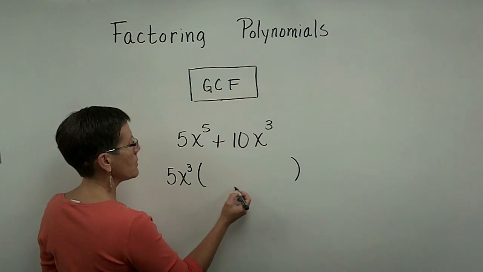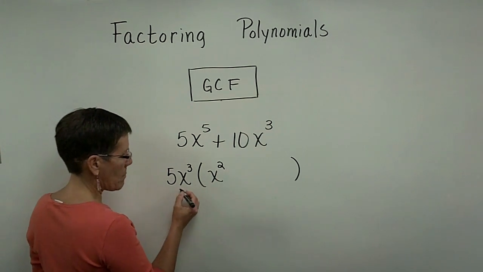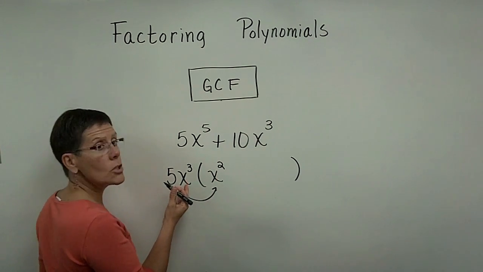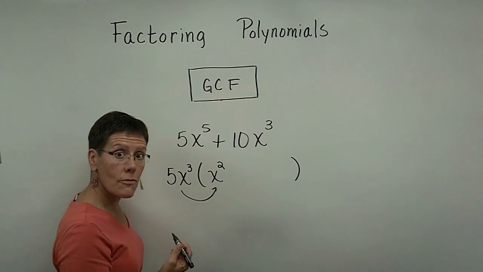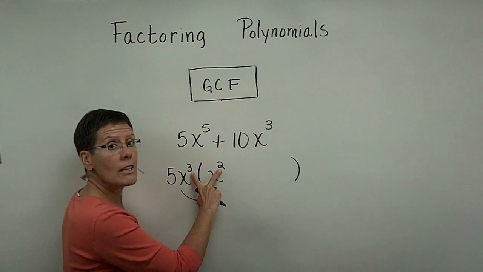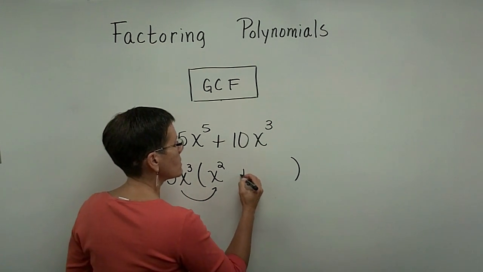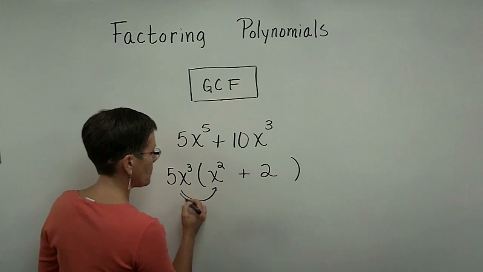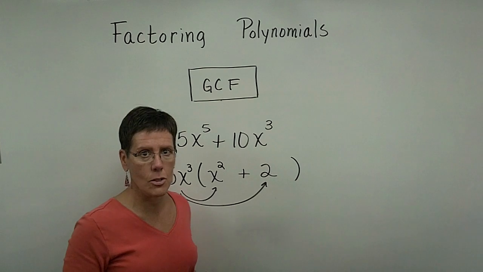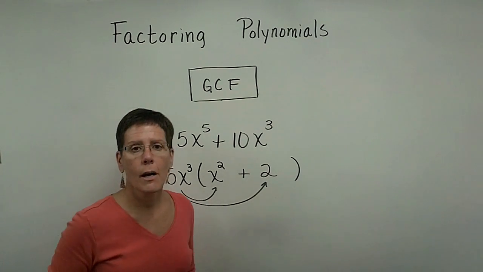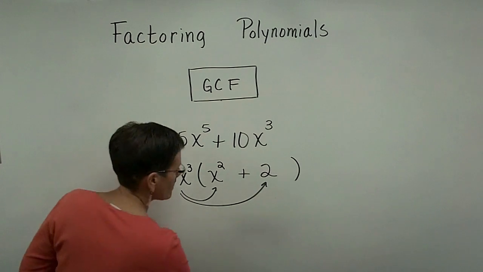So right here, I will need an x to the 2nd so that when I multiply the 5x cubed, the greatest common factor, times this x squared, I would get 5x to the 5th. Remember, you're adding your exponents when you multiply. Right here, I'm just going to need a 2 because 5 times 2 gives me the 10, and I already had the x cubed there to complete this polynomial. Again, say it to yourself again, multiply it out and check it and see that it works.